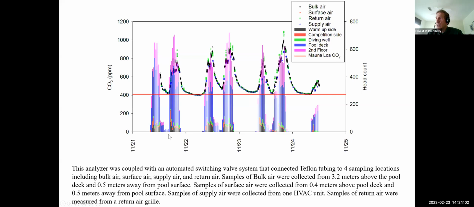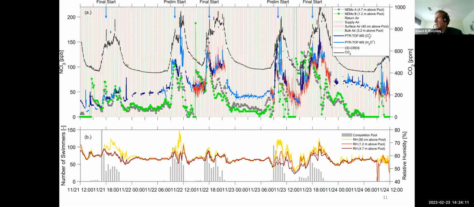In the case of CO2, we need to account for people who are in the water and people who are on the pool deck for reasons that I'll describe in a couple minutes. All right, here's another illustration of a similar data set. This is basically from the same experiment. And there's a number of lessons that we learn here, but the lessons really that are learned by this much more detailed data set are essentially identical to those that I've already described.